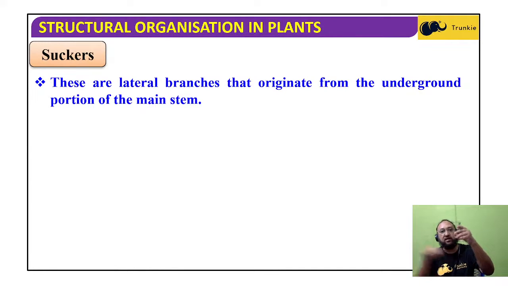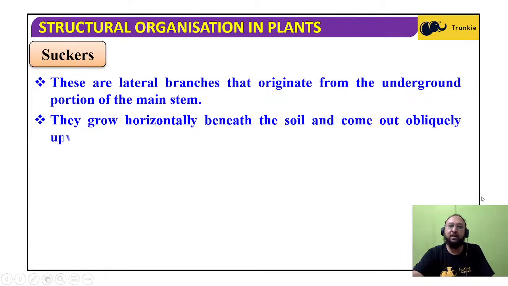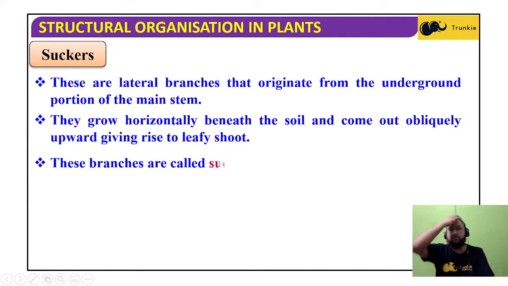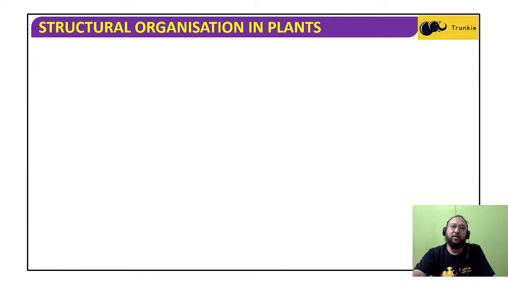From there underground they grow. I'll show you in the picture also. They grow horizontally beneath the soil and come out obliquely upward, giving rise to a leafy shoot. They grow under the soil laterally and then obliquely up, and they come out of the soil, giving rise to a leafy shoot and to grow into an individual plant. So they are useful for vegetative propagation.